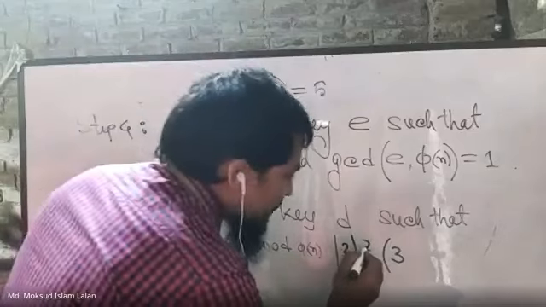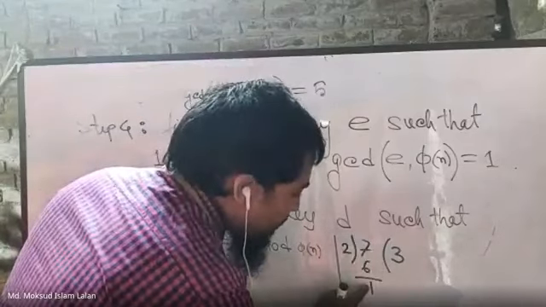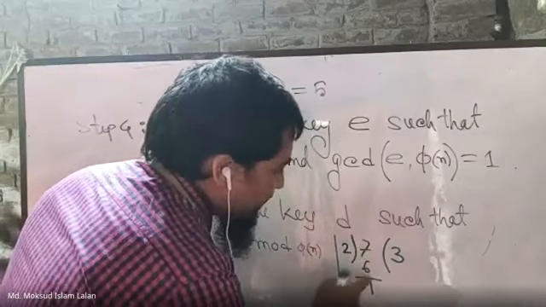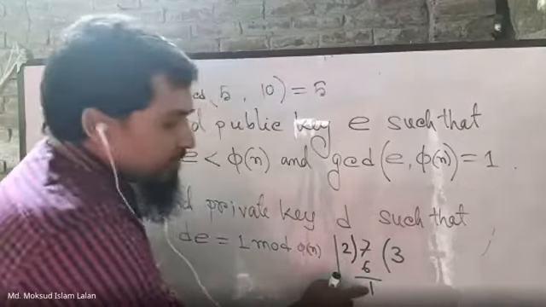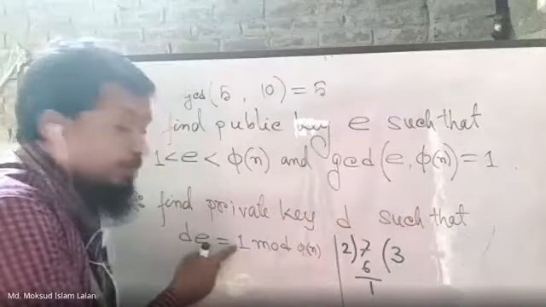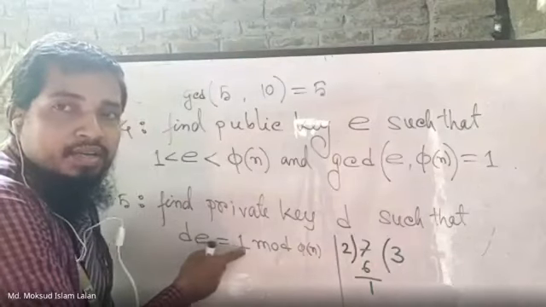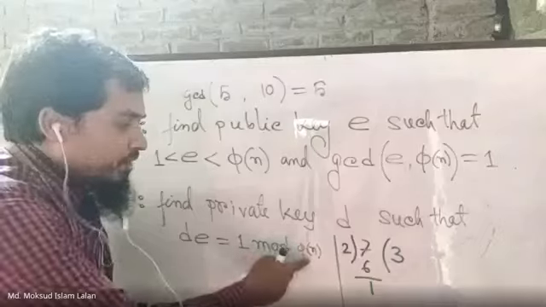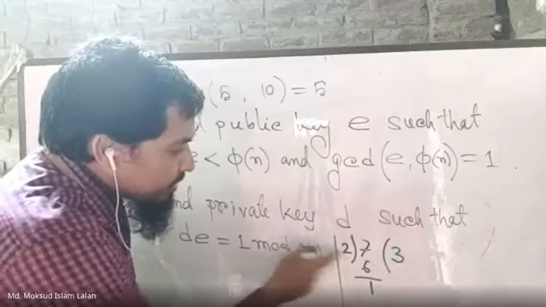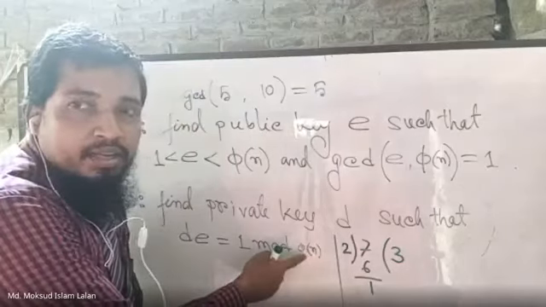So dear students, this 1 here is our remainder, right? This is the remainder. Modulo phi of n. What is the divisor here? This 2, like phi of n. Do you understand? Yes, sir.